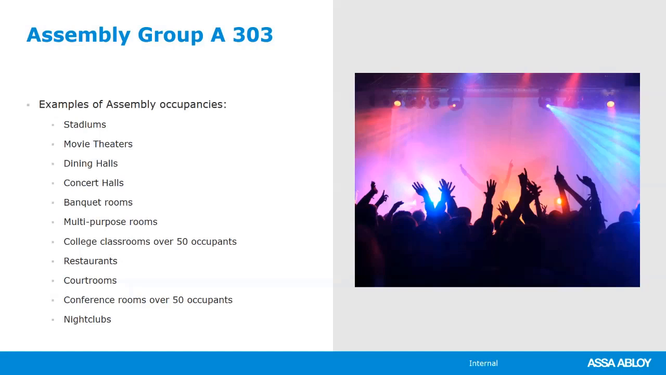Nightclubs, conference rooms that are over 50 people, training rooms in any type of occupancy that are over 50 people would be assembly, courtrooms, and things like that. The reason that Group A is high risk, you're dealing with crowds of people that are not related by blood.